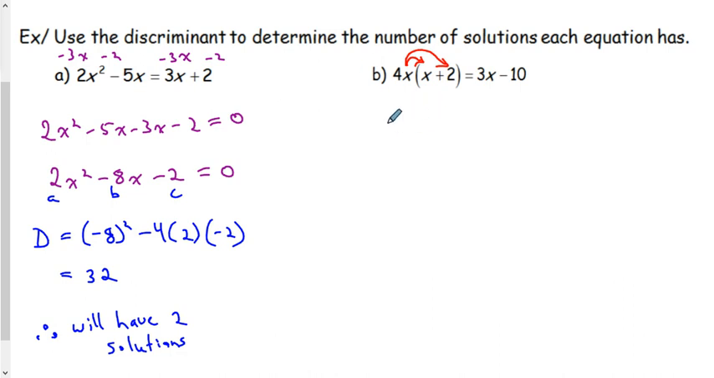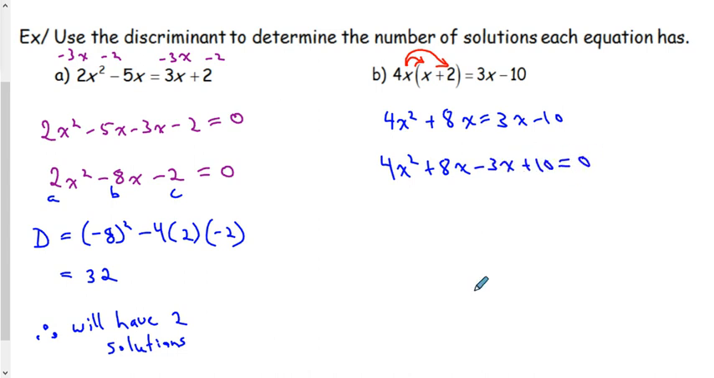Let's try this out. 4x times x is 4x squared. 4x times 2 is 8x. Let's move the stuff on the right over to the left, so we end up with 4x squared plus 8x minus 3x plus 10 equals 0. Let's collect our like terms. 4x squared plus 5x plus 10 equals 0.